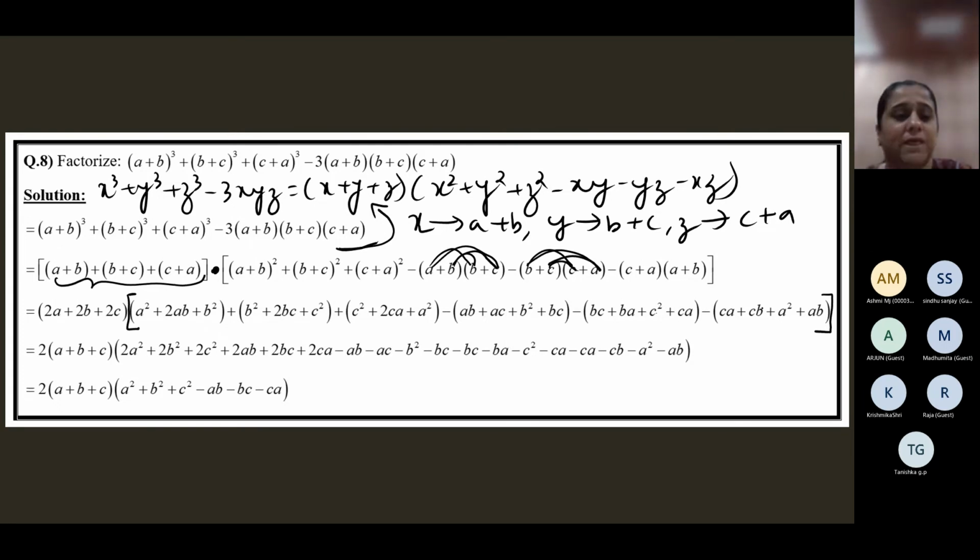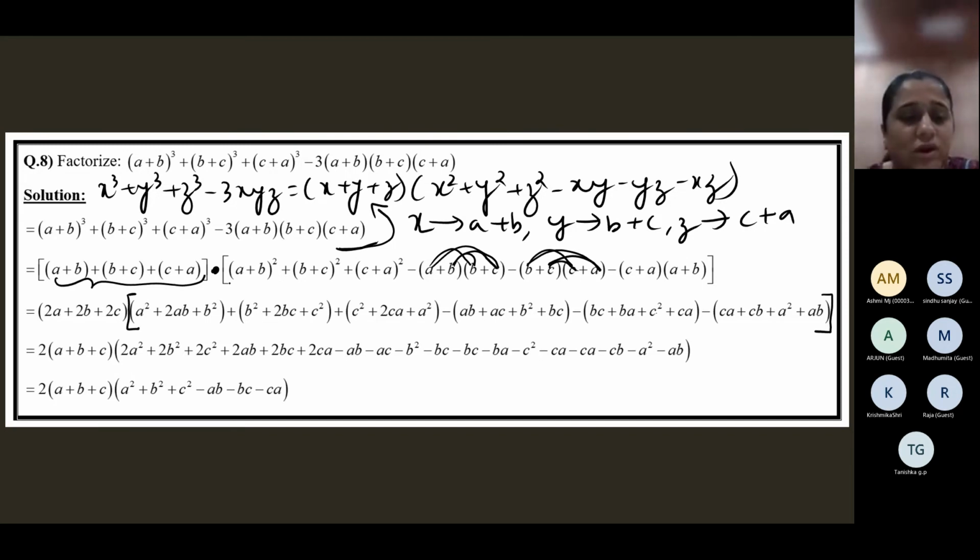Like that, multiply. The next step: here 2 is common in 2a, 2b, 2c, so take it out. Whenever you factorize and there's something common, you bring out the common factor. That's what we always do while factorizing. So 2 is common, bring out 2, and you'll get a plus b plus c like this. In the second bracket, open up the bracket, children. You'll get a square plus 2ab plus b square.